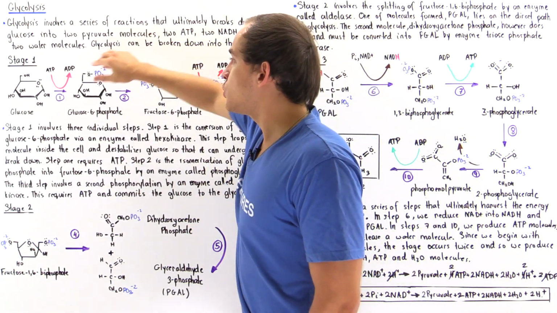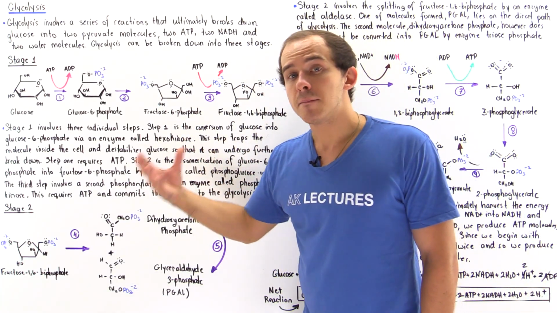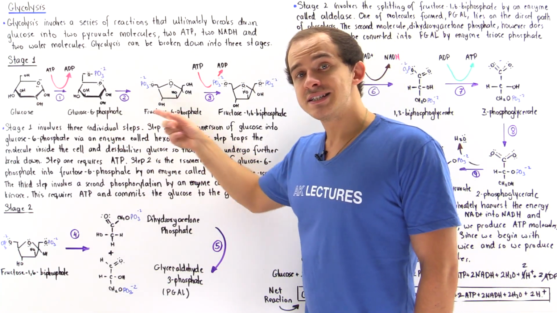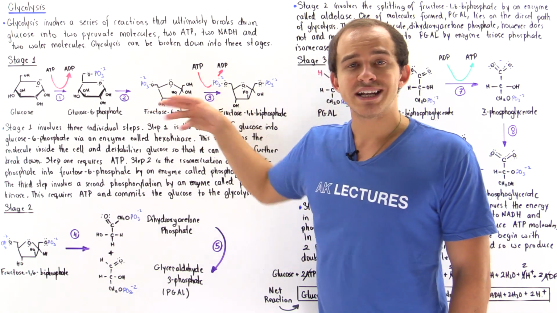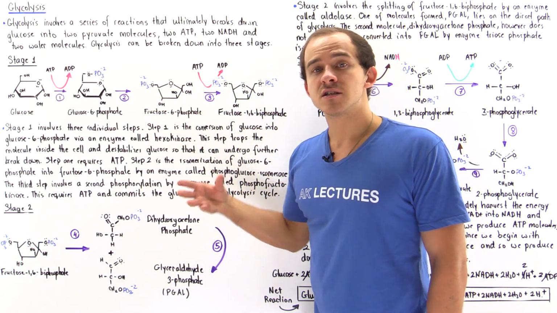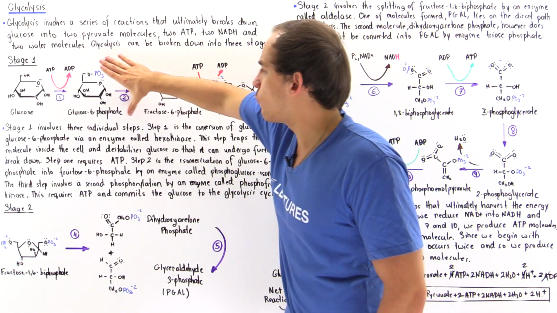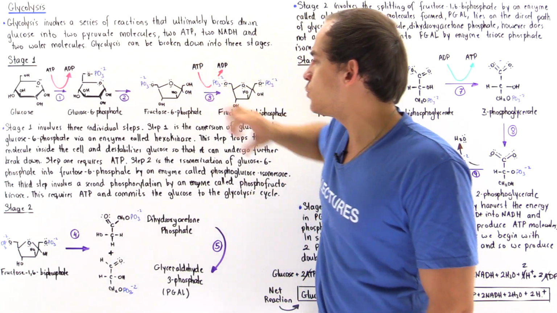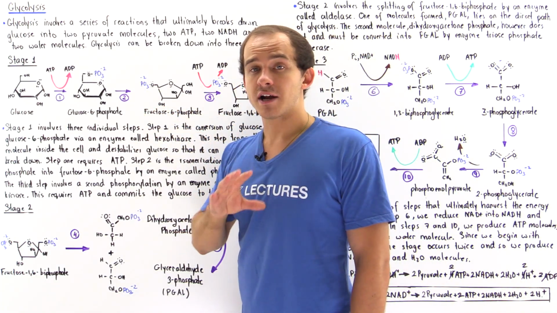So step 2 of stage 1 involves transforming the 6-membered sugar glucose into the 5-membered isomer, the fructose. So we use an enzyme known as phosphoglucose isomerase, and we basically transform glucose 6-phosphate into fructose 6-phosphate. So step 2 does not require energy.